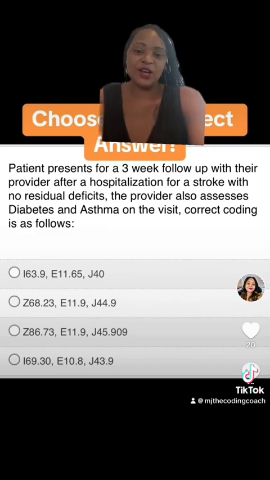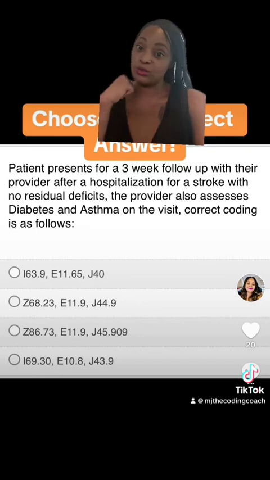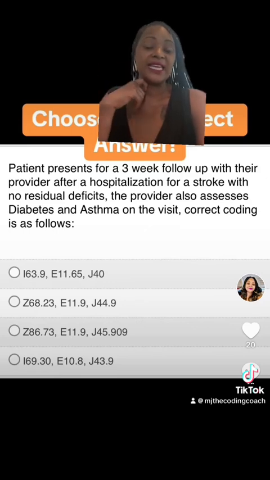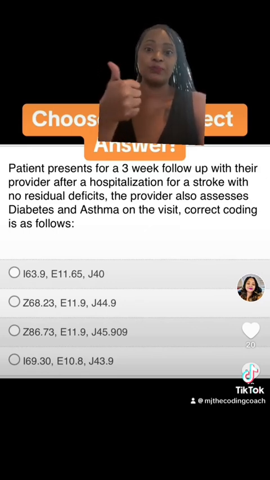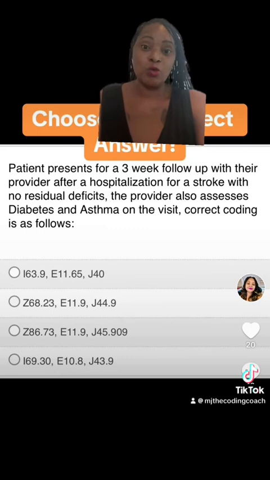Okay, so let's go to the next code, J45.909. If we look up that code, J45.909 is for asthma unspecified. So the C option has everything we're looking for. It has Z86.73, personal history of a stroke without any residual deficits. That means that you cannot tell this person has a stroke or had a stroke at all. E11.9, we're looking for diabetes type 2. There aren't any complications, so E11.9 is the answer we're looking for. And lastly, J45.909. That's for asthma, which is exactly what we're looking for.